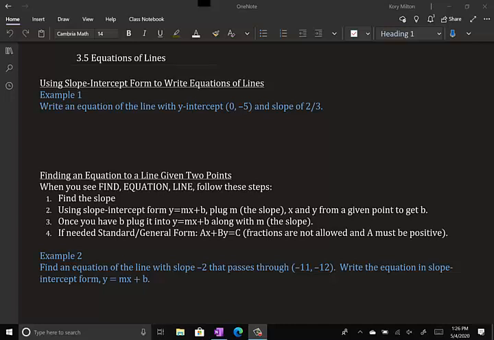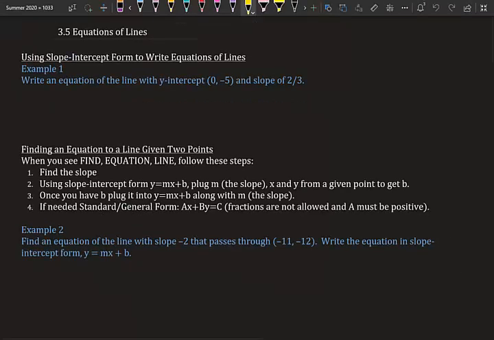3.5 Equations of lines. So when we think of lines or equations of lines, just the word lines in math, we probably think of y equals mx plus b, right? That's probably what we think of. And that's what I want you to think of. That is the best thing to think of when we're talking about lines. That is actually called slope-intercept form.